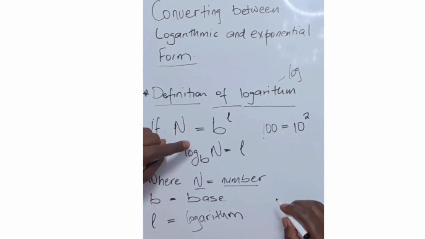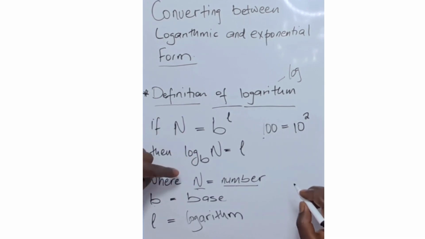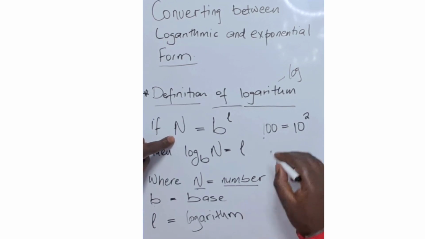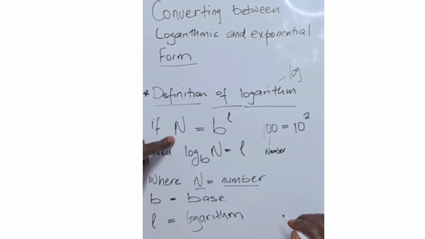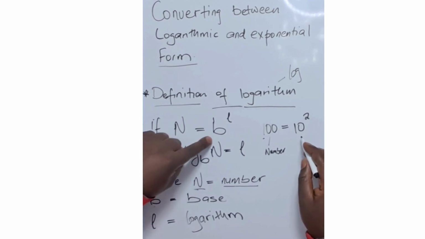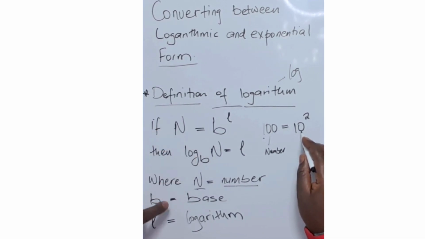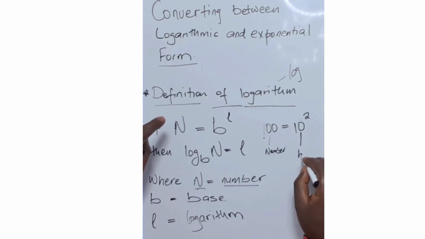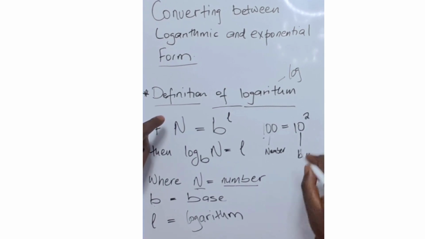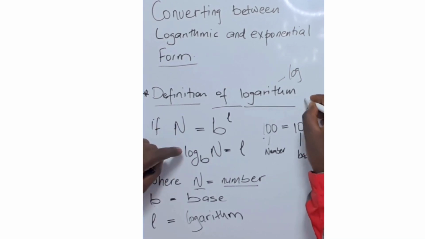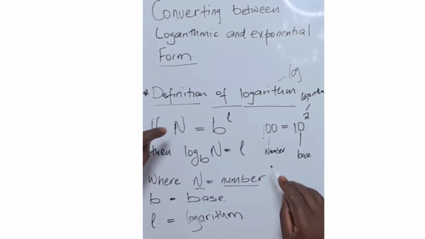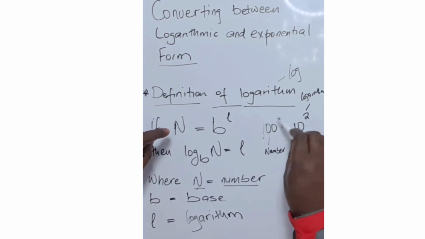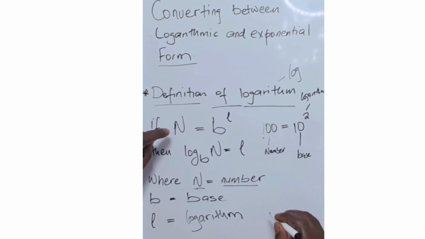So what does our definition say? It says n is a number, which means our 100 is a number. Then our 10, which is the b in this case, is a base. And this 2 is our logarithm.